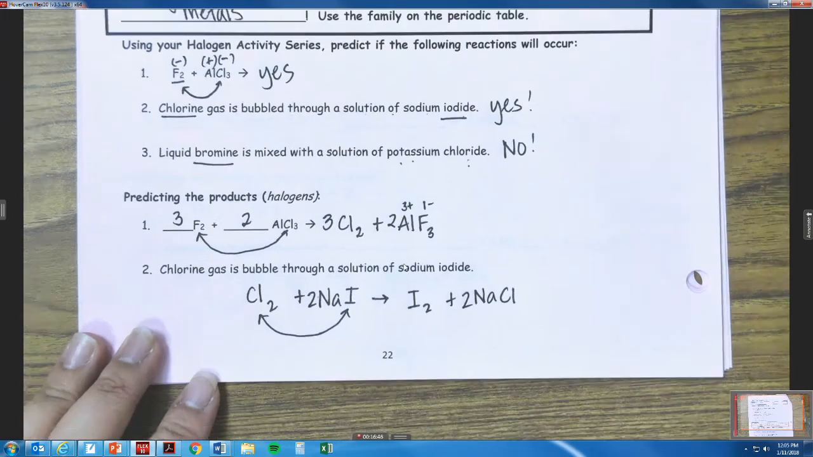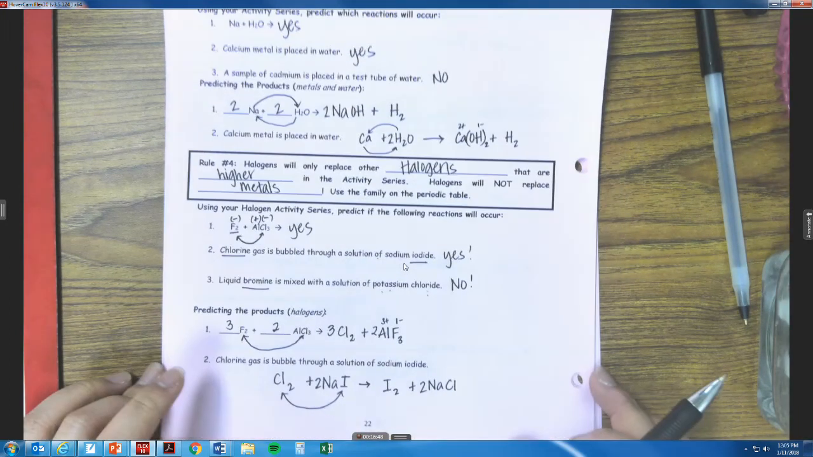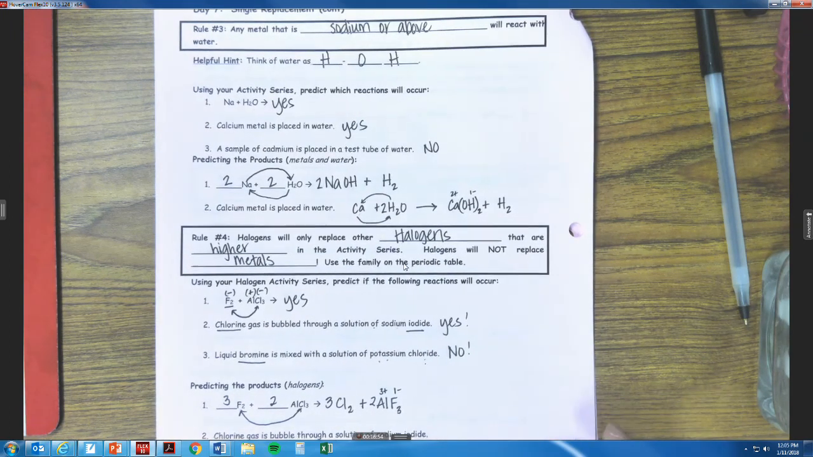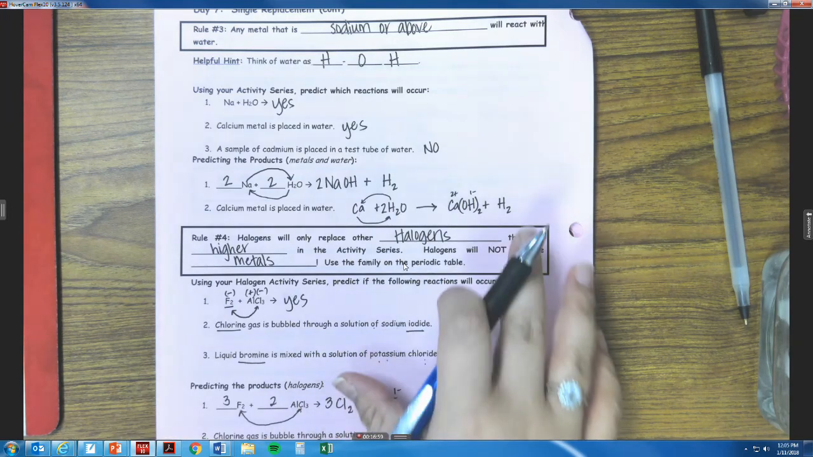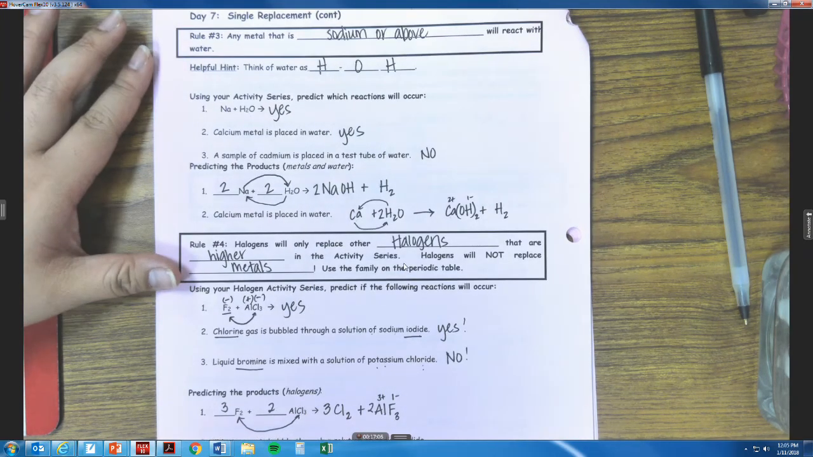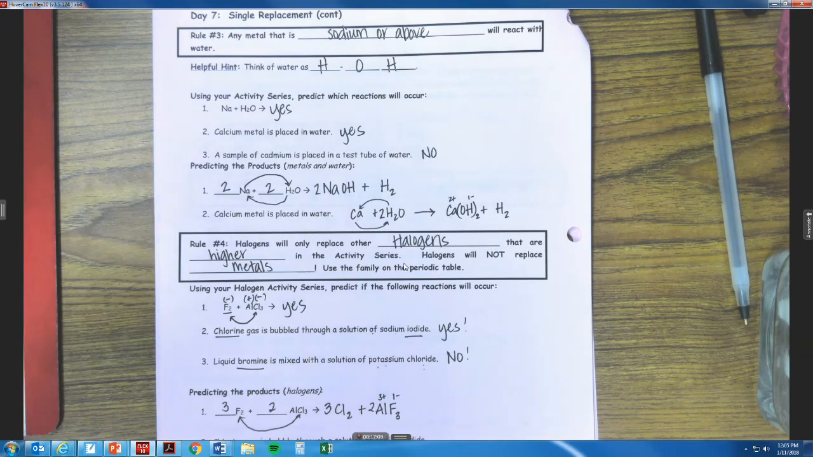Okay, so this concludes our 4 rules for single replacement. Remember that the hardest part of our test is actually single replacement because there's so many different rules to memorize. Okay, rule 1 is metal and a metal. Okay, remember metal can only replace that other metal if it's higher on the activity series. Okay, rule number 2 is a metal reacts with acid. Okay, that metal has to be higher than hydrogen on our activity series.